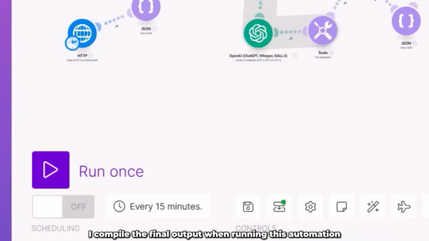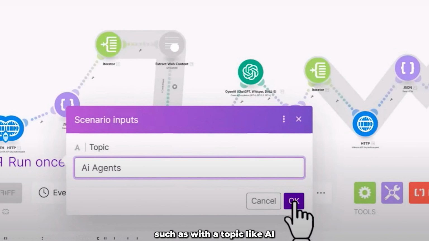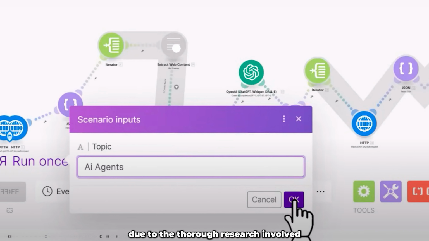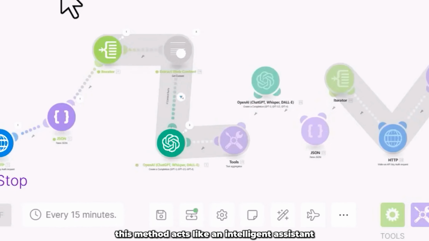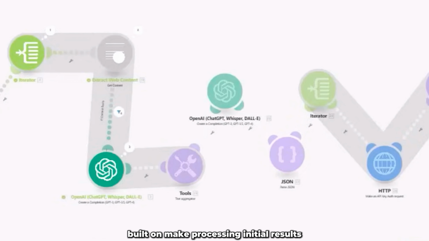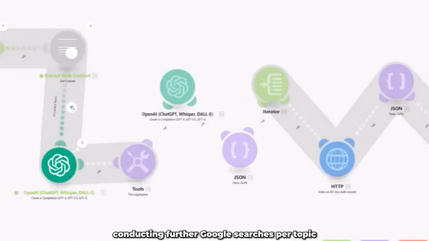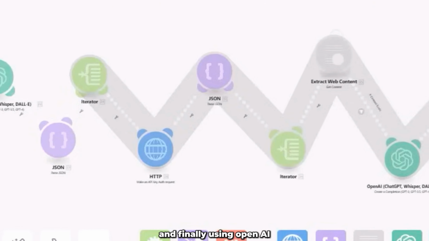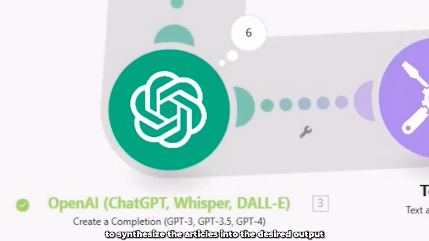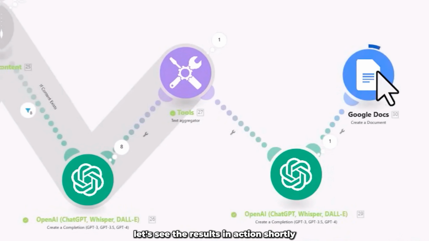When running this automation, such as with a topic like AI agents, expect a longer processing time due to the thorough research involved. This method acts like an intelligent assistant built on Make, processing initial results, extracting topics, conducting further Google searches per topic, and finally, using OpenAI to synthesize the articles into the desired output. Let's see the results in action shortly.